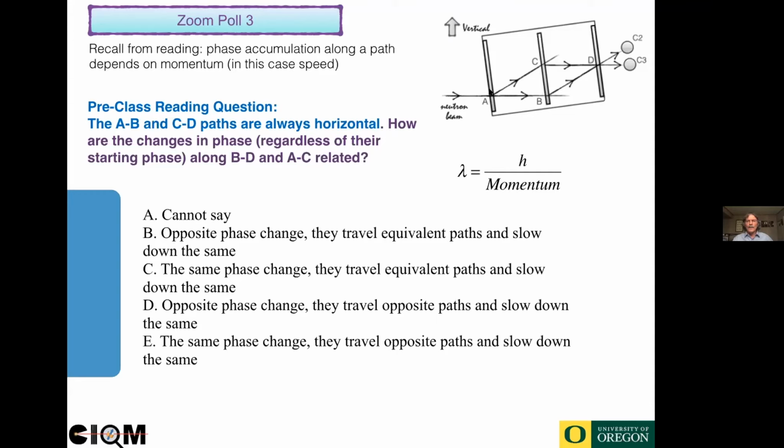So from what I just said, what's going on in the AC path is the same as what's going on in the BD path. In both cases, you're starting from fast and you're ending up at slow. So you're changing the phase many times within here, but what's going on in these two paths is the same. So let's just run the poll again.